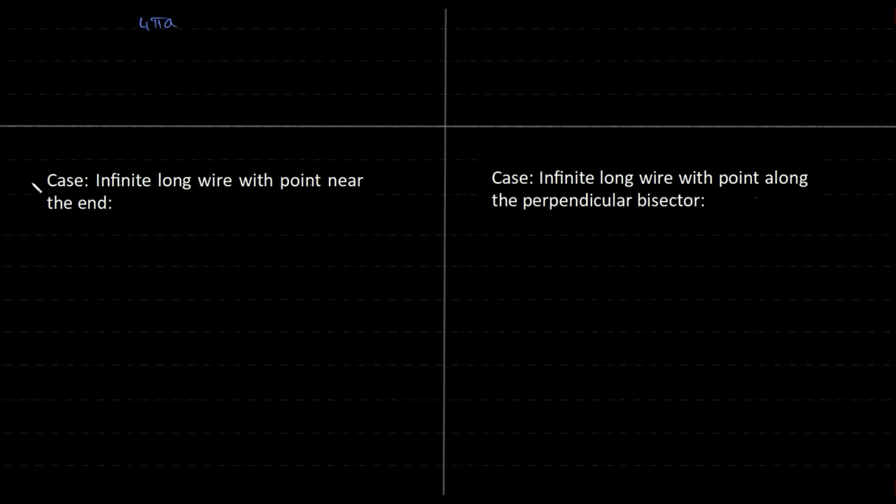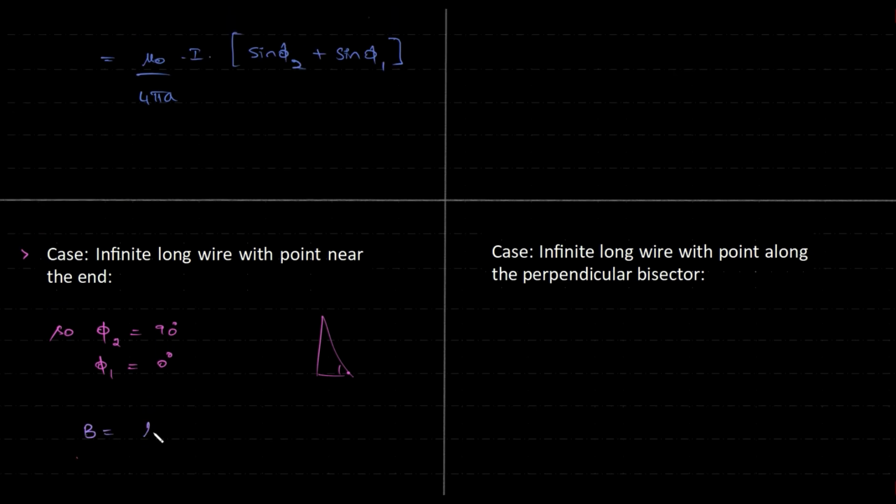Infinite long wire with point near the end. So basically the wire, the point is over here. So what is happening? The phi1 or phi2 in our case will be equal to 90 degrees, while phi1 will be equal to 0 degrees. So this will be just B is equal to, again, I'm doing the math directly, this is 1 plus 0. So this will be mu naught by 4 pi a I.